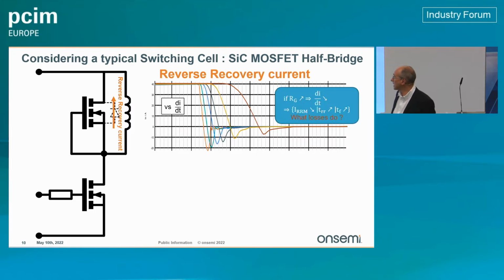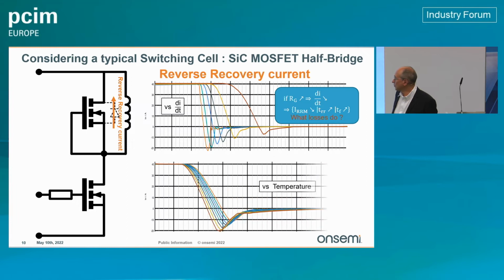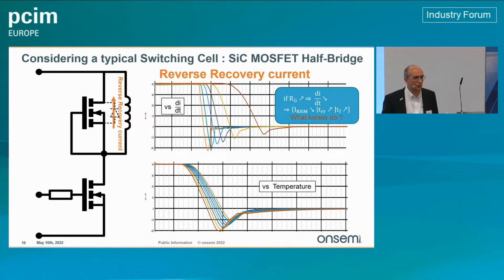I can do the same, and I can see that if my RG increases, my dI/dt decreases, so my reverse recovery decreases, my reverse recovery time increases, my fall time increases. How will losses change with that? I can do the same with temperature, and you see that also here with temperature, the reverse recovery is affected with temperature. And we will take that into account in simulation and extract the real losses.